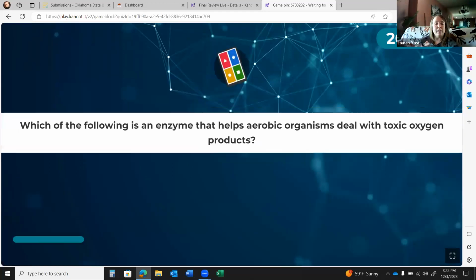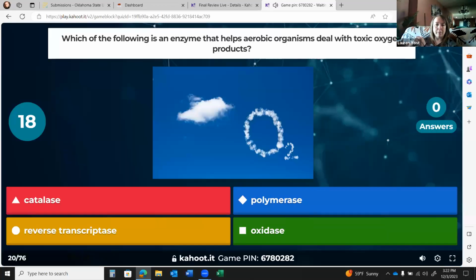Which of the following is an enzyme that helps aerobic organisms deal with toxic oxygen products? See if you remember the name of that. Which one was the enzyme that did that?